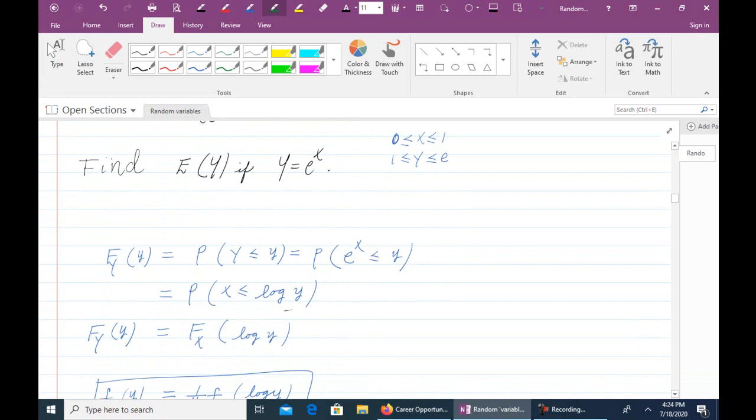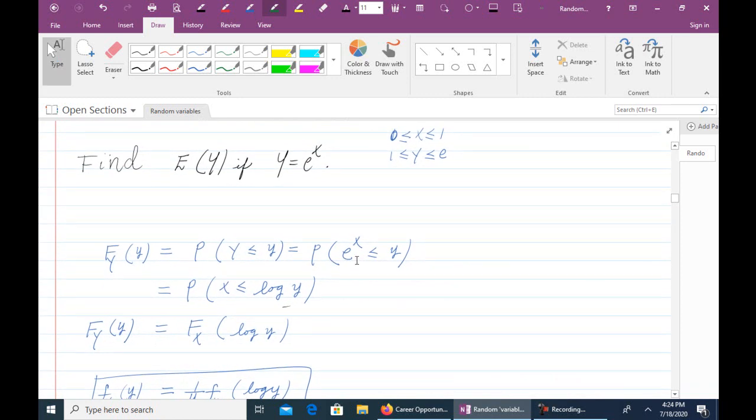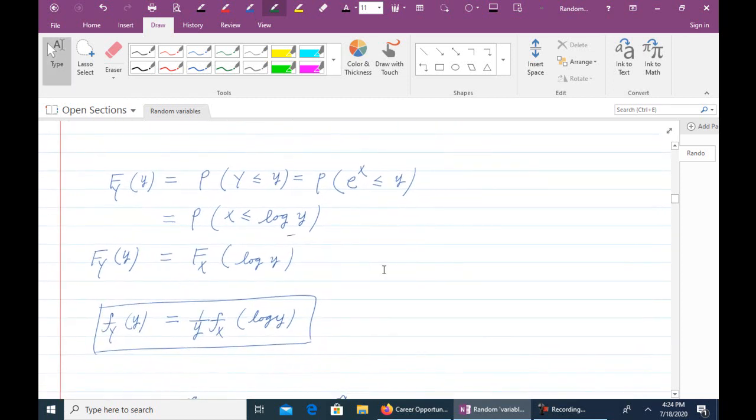And this inequality right here, if we take the logarithm on both sides, then we get that this is the probability that x is less than or equal to the natural log of y. Maybe I should have written ln. And so then we find that the CDF of y evaluated at y is the same as the CDF of x evaluated at log of y. Okay, so now to find the PDF of y, we just take the derivative.